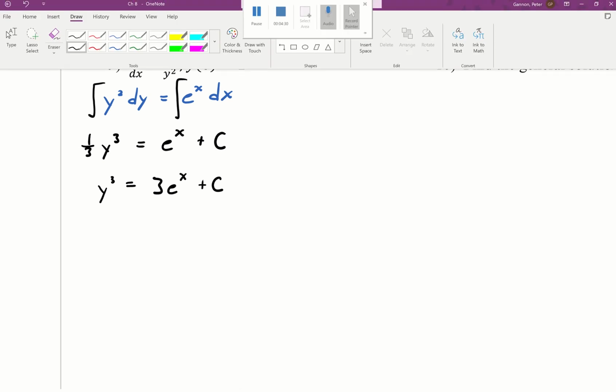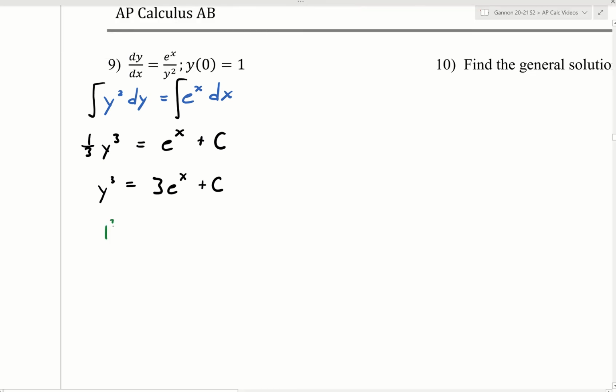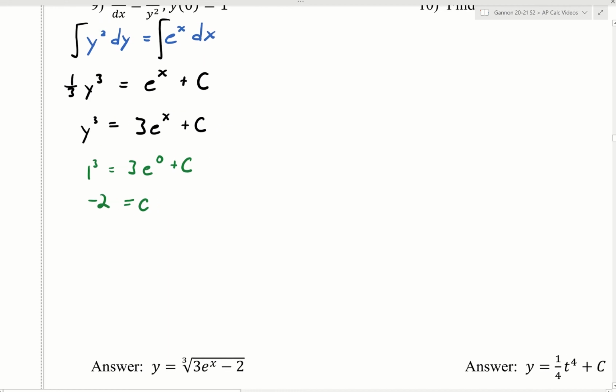Let's go ahead and solve for c at this point. So if we substitute, we've got 1 cubed equals 3 e to the 0 plus c. 1 cubed is 1. E to the 0 is 1, so 3 e to the 0 is 3. So c is going to be negative 2. So at that point, we could plug back in. We have y cubed equals 3 e to the x minus 2. And to get y by itself, we're going to cube root both sides. So y is going to be the cube root of 3 e to the x minus 2.